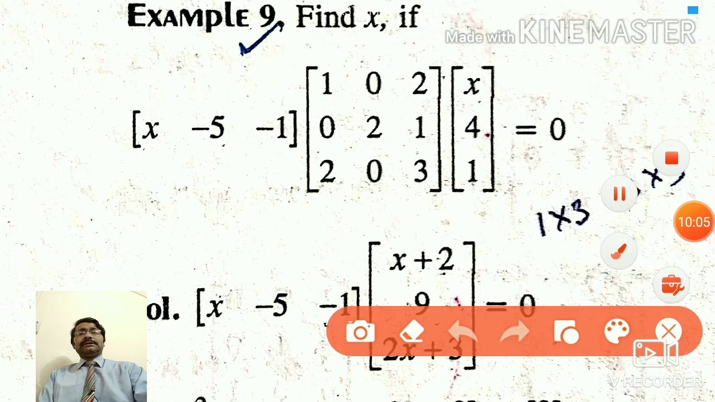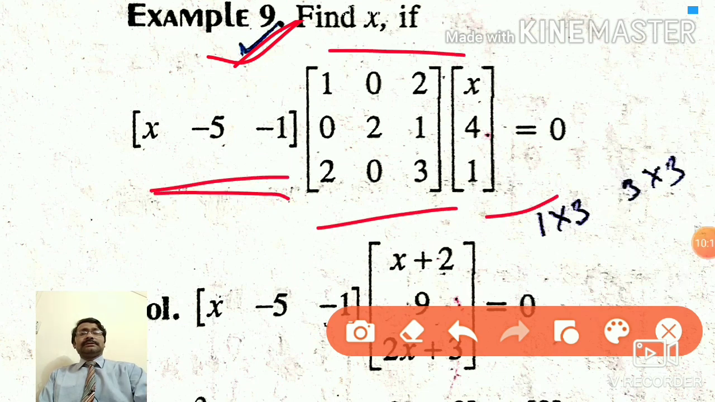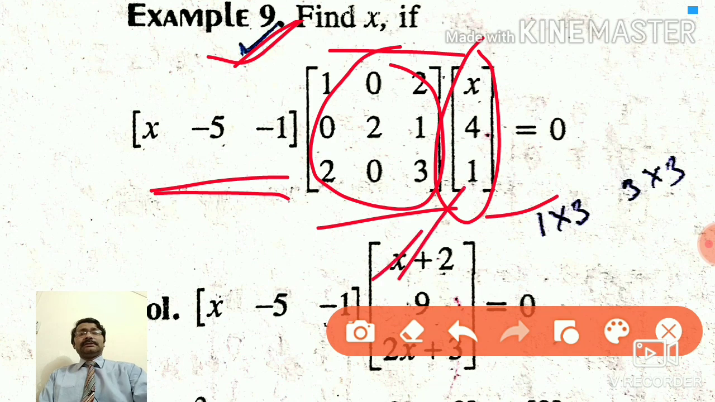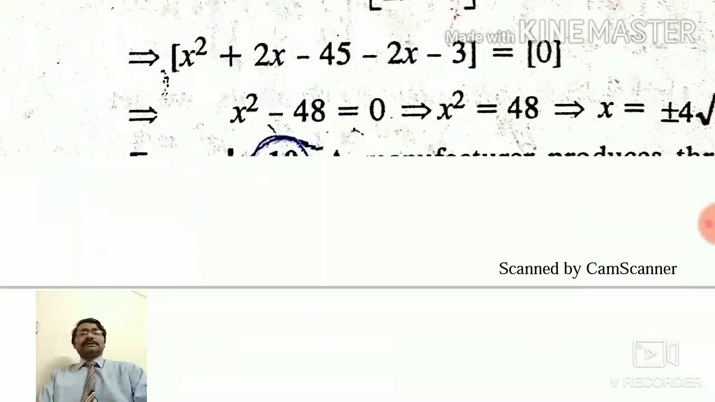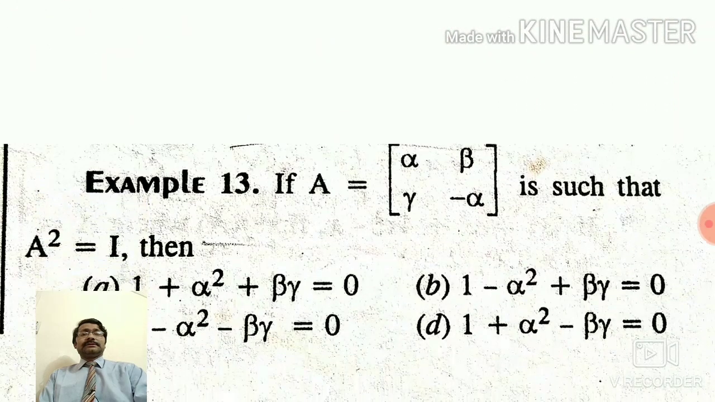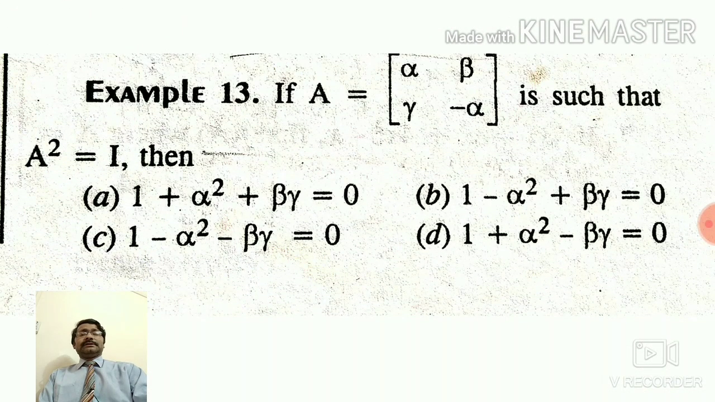Look here, a same type of question we have already done. One more question I have given. You will multiply these first two and then you will get this, and then these also you multiply, you will get the last, and here you get the equation. This equation you will solve, you will get the answer for x.